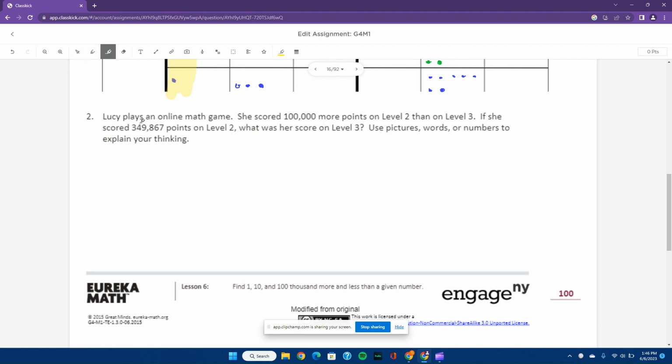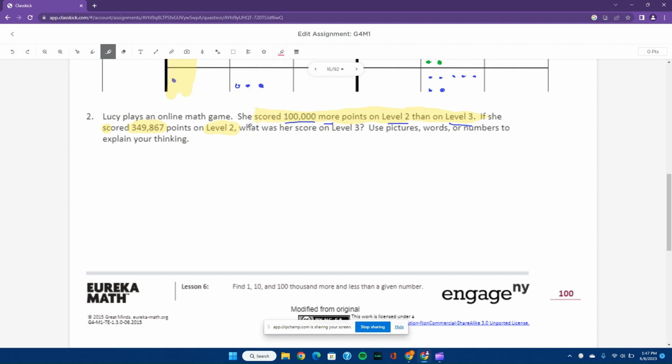So let's go back and read that one more time. Lucy plays an online math game. This is probably important. She scored 100,000 more points on level 2 than on level 3. So she scored more points on level 2 than on level 3. And she scored 100,000 more points on level 2 compared to level 3. Then they provide us how many points she scored. It says she scored 349,867 points on level 2. And it asks us what her score on level 3 is.